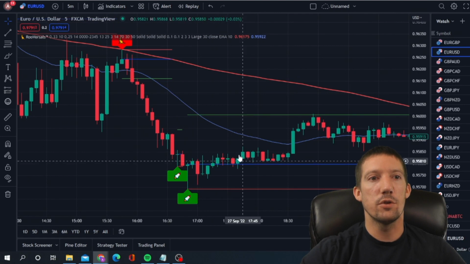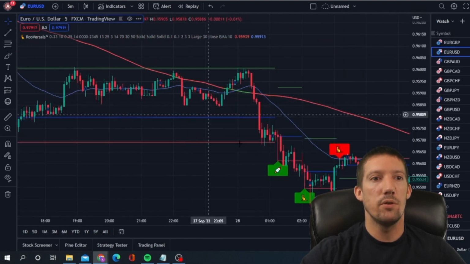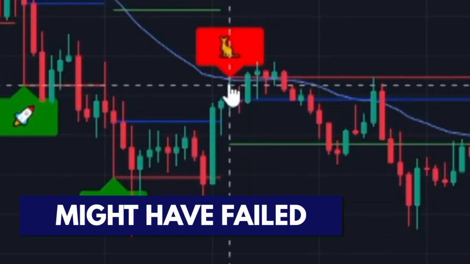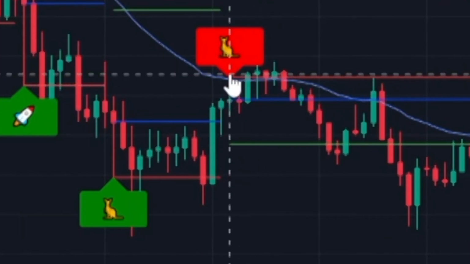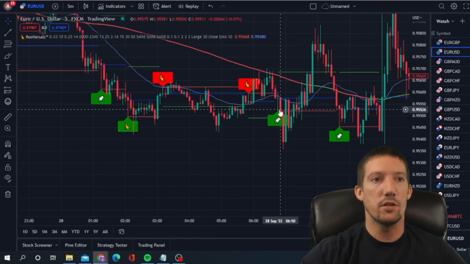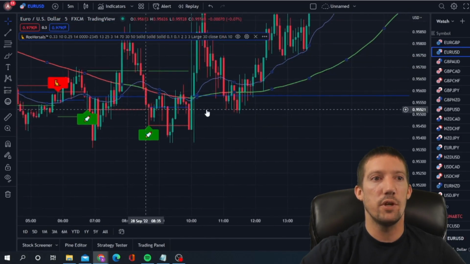Now here, we're still going down, so we wouldn't have taken those. Wouldn't have taken that. Would have taken this one. Now this one might have failed because it did come up right there, but like I said, if you place it a little bit outside the stop loss, you come down, hit your take profit. This one we wouldn't have taken. This one we wouldn't have taken.